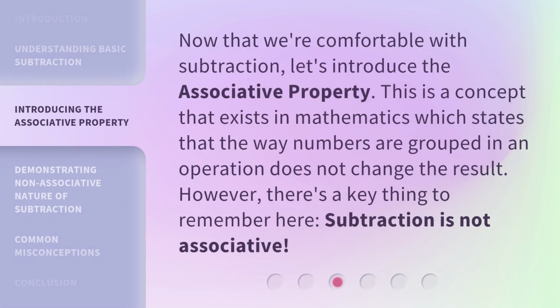Now that we're comfortable with subtraction, let's introduce the associative property. This is a concept that exists in mathematics which states that the way numbers are grouped in an operation does not change the result. However, there's a key thing to remember here. Subtraction is not associative.